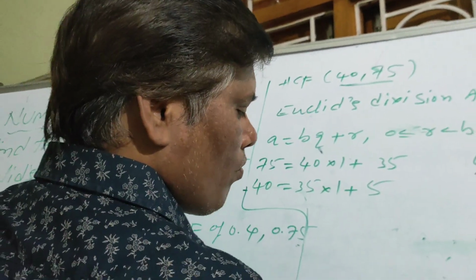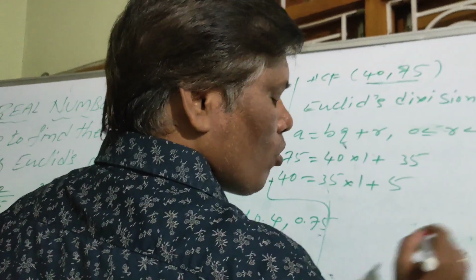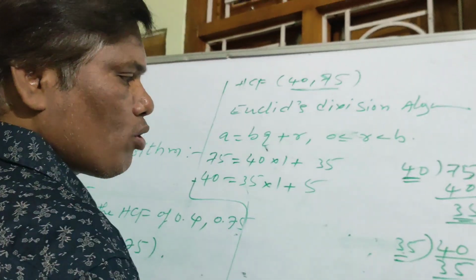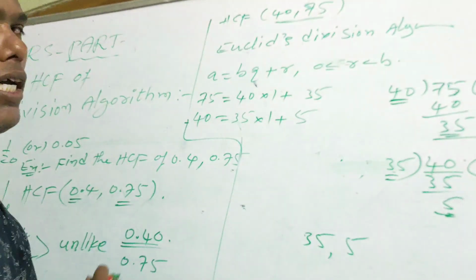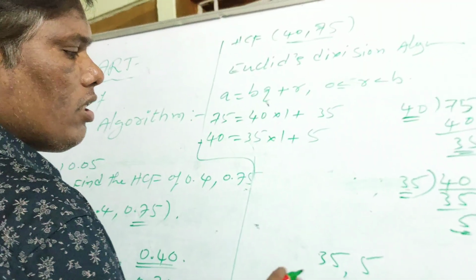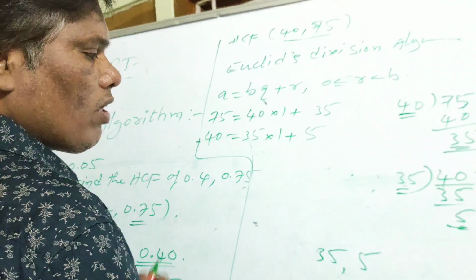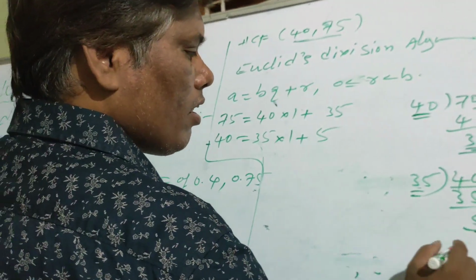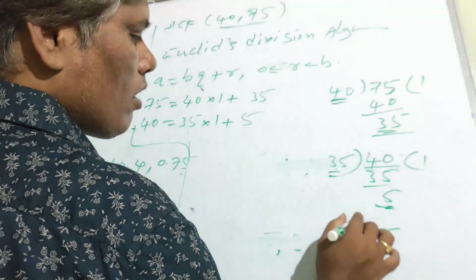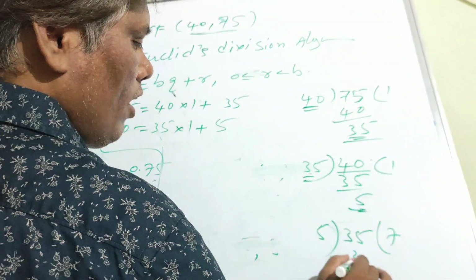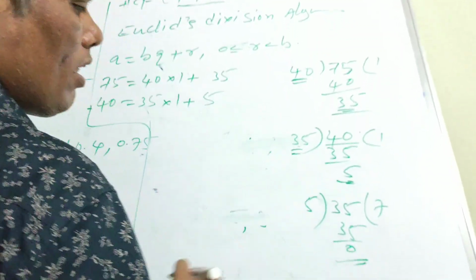For what numbers do we have to apply the division lemma here? What are the divisor and remainder in step 2? 35 is the divisor and 5 is the remainder. We have to apply the division lemma again for this pair of numbers, 35 and 5. Let us take 35 as the larger number and the smaller number is 5. Let us divide 35 by 5. So 5 7s are 35. So we got the remainder 0.